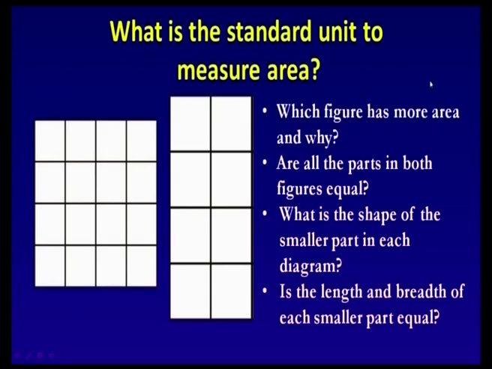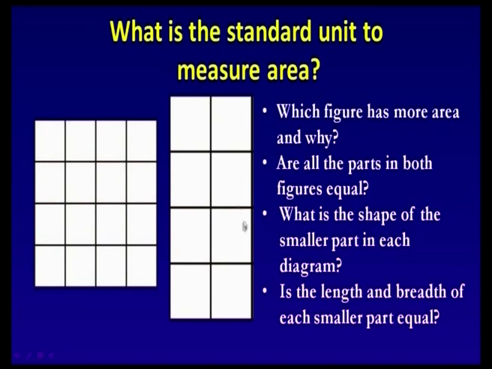Here, which figure has more area and why? Tell me. This is a square, as you can see, and this is a rectangle. How are you telling that this is a square, children? Because here you can see there are 4 boxes along the length of this box, and along the breadth also you can see 4 boxes. Same number of boxes along the length and the breadth, this is a square. And in this picture, along the length there are 4 boxes and along the breadth there are 2 boxes. That means this is a rectangle.